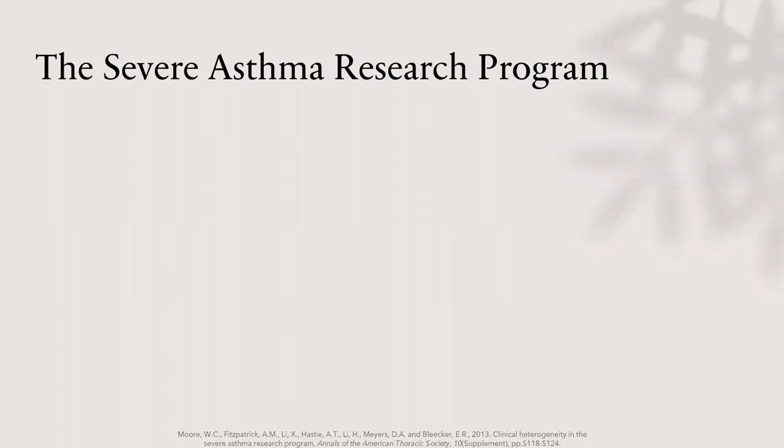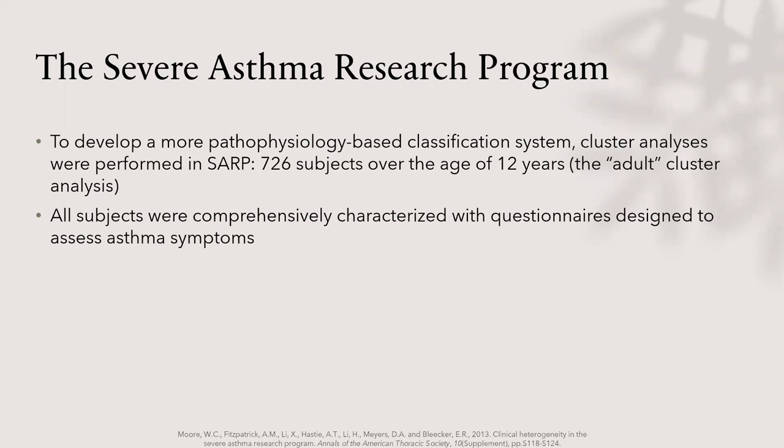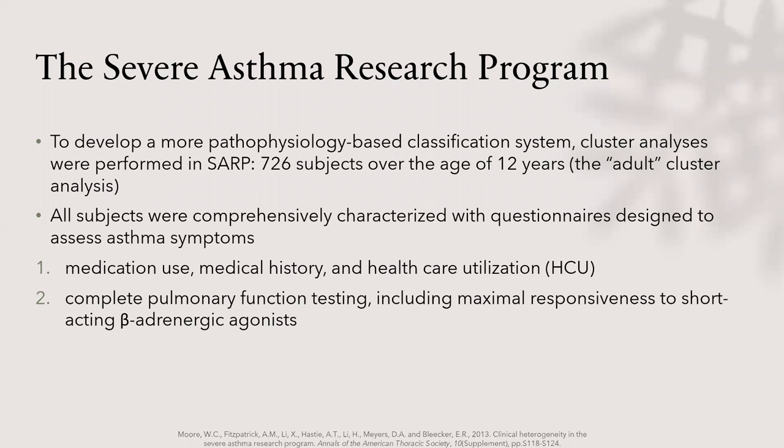So then they said, okay, enough of all this. We're doing all these studies, we're starting to see a pattern, and let's try to put this all together into a large cluster analysis, which they termed the Severe Asthma Research Program. There's another UK parallel to this as well, which also found the same things. Basically, they took 726 patients, all subjects above the age of 12 years, and took all this information from them to try to put them in these phenotypic groups. What they got was medication use, their healthcare utilization, their pulmonary function testing, their response to beta adrenergic agonists.